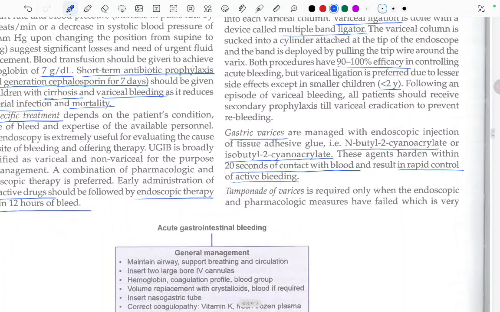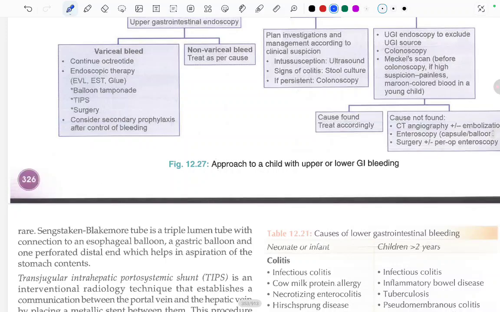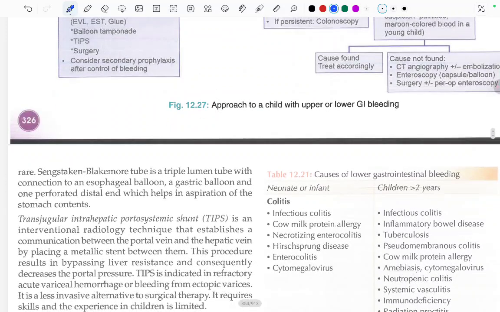Tamponade of the varices is required only when the endoscopic and the pharmacologic measures have failed, which is very rare, and it is done using the Sengstaken-Blakemore tube. It is a triple lumen tube with the connection to an esophageal balloon, a gastric balloon, and one perforated distal end which helps in the aspiration of the stomach contents. Okay.